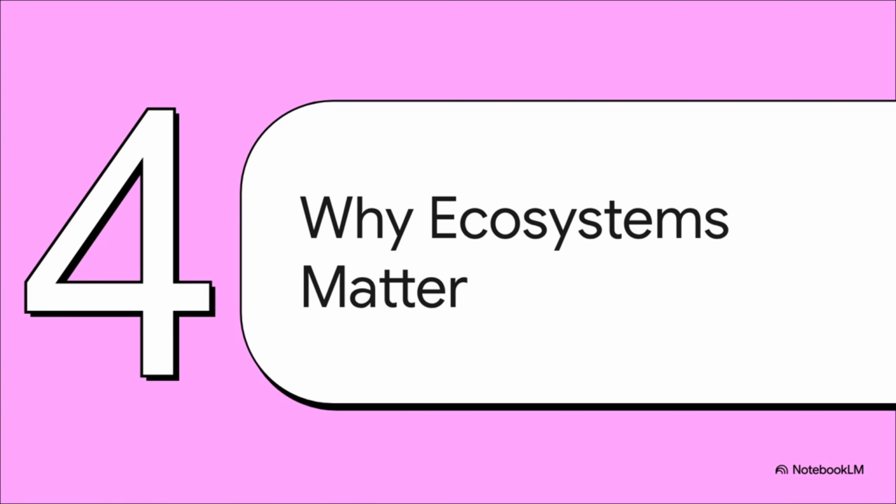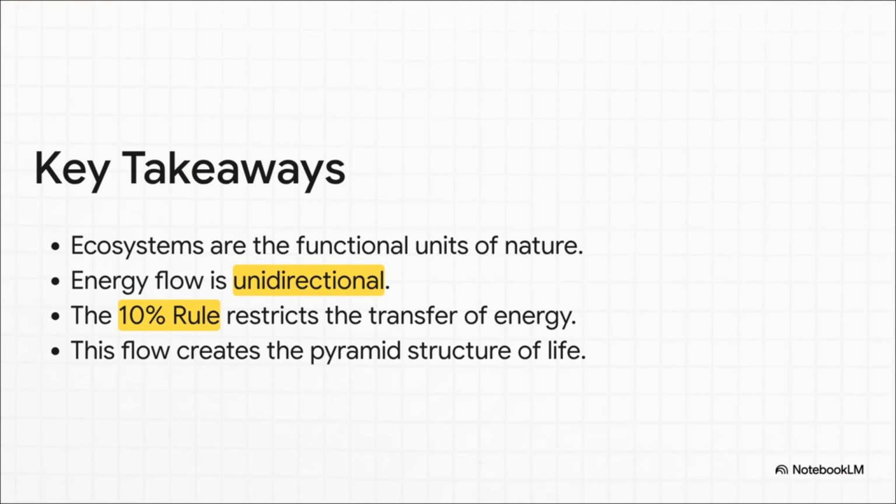All right, so we've taken the living engine apart, we've looked at all the components, and we've figured out the rules of the road. But this isn't just some abstract biology lesson. Why does all of this fundamentally matter? Well, the key thing to take away is this. Nature is built on these functional engines called ecosystems. Inside them, energy flows in one direction, from the sun down. That flow is governed by a strict 10% rule, which creates the pyramid structure that ultimately limits and defines all life as we know it.